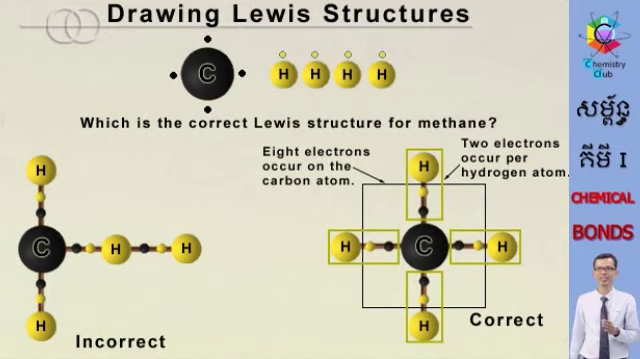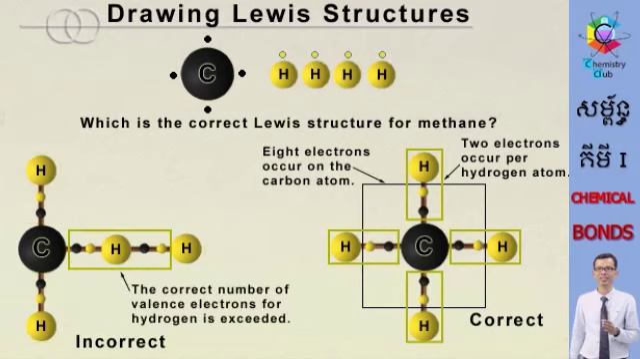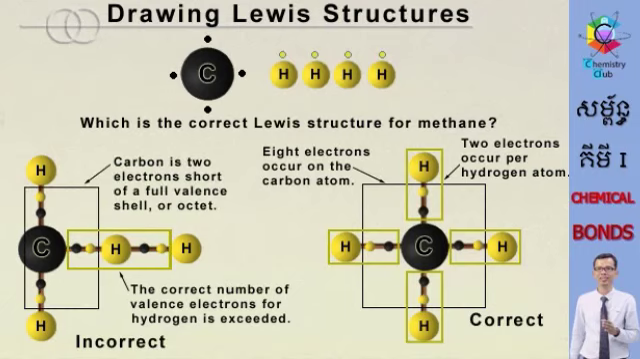See how the molecule on the left would only satisfy the valence requirement for 3 hydrogen atoms in the molecule? As a result, the central hydrogen exceeds the correct number of valence electrons, making this an incorrect Lewis structure. In addition, the carbon atom is 2 electrons short of a full valence shell.